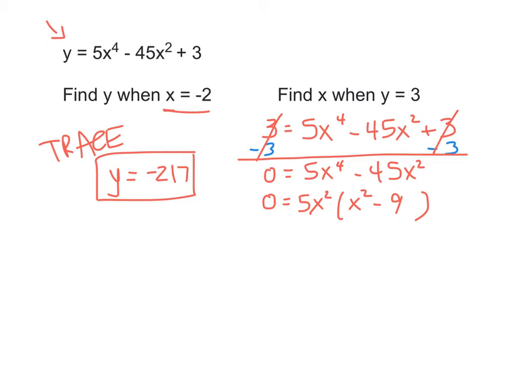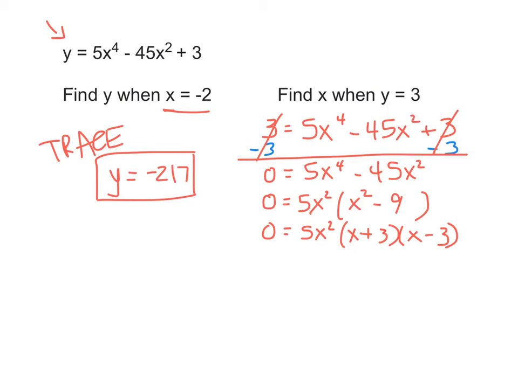Now, we need to factor what's in the parentheses if we're able, and we are able to factor what's in parentheses because this is a difference of 2 squares. So we will rewrite this again, 0 equals 5x squared, and we have two sets of parentheses here. We know that x times x gives us the x squared here, and we know that 3 times 3 will give us the 9 as long as one is positive and one is negative. It'll give us a negative 9. Now, this is completely factored.